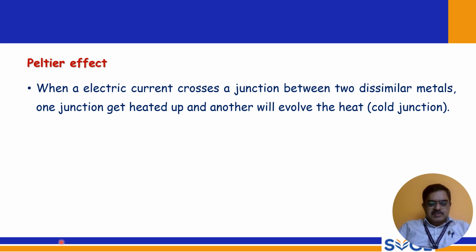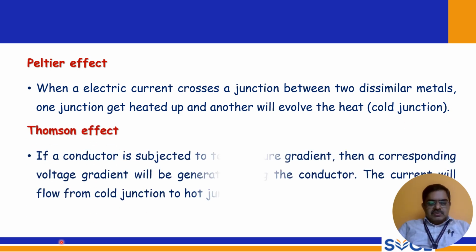And next is the Thomson effect. If a conductor is subjected to a temperature gradient, then a corresponding voltage gradient will be generated along the conductor. The current will flow from the cold junction to the hot junction. So this is another way of defining the same concept, by the Thomson effect.